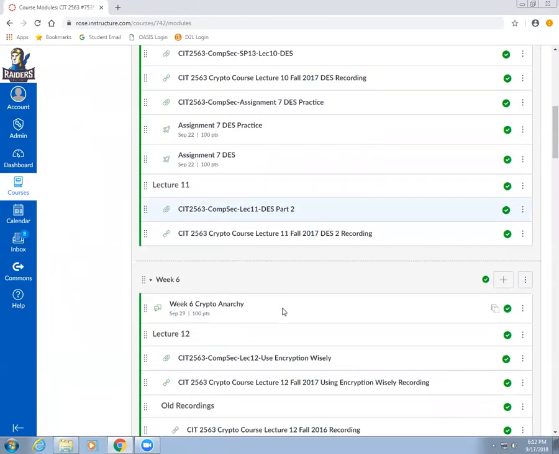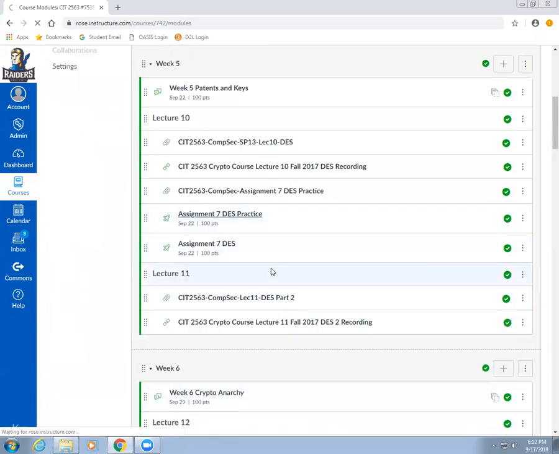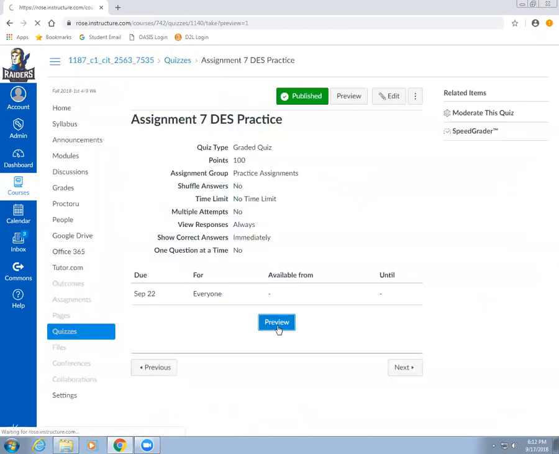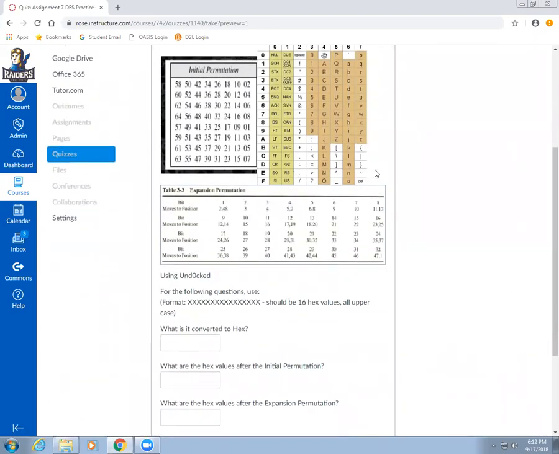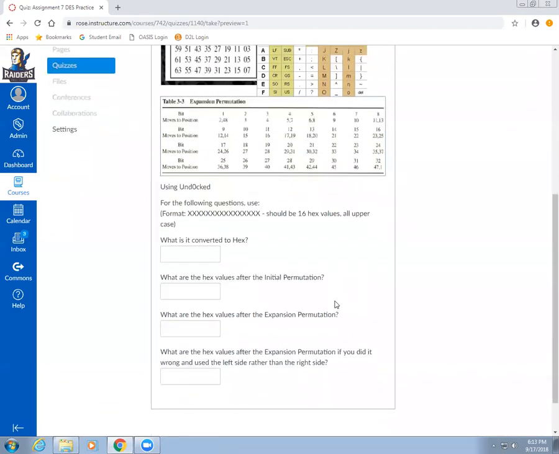There's also a practice of this. Let's look at the practice first. Do a preview of it. It's literally the same as the assignment. I give you this exact thing. I say, use the following word, format, and so on. Enter your answers, convert it to hex. Then what are the hex values after initial permutation? There should be 16 values, all uppercase. When you do this, make sure you convert them back to hex.